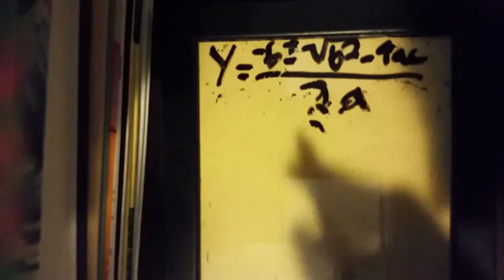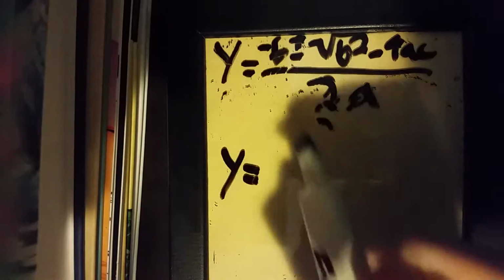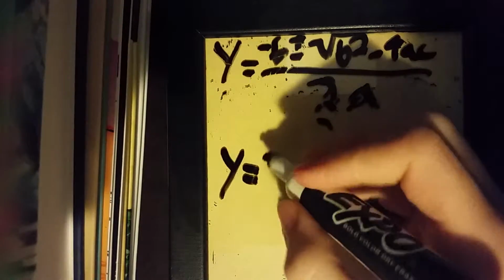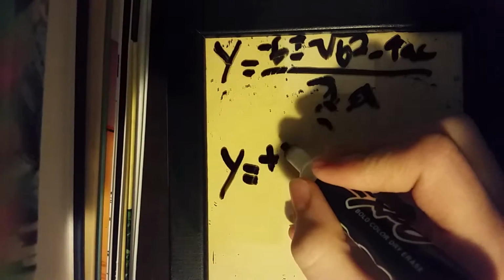So let me erase this. I don't have a lot of room. Okay. So let's pretend I have that down. Then you would plug it in for B, A, C. I'm just going to show you what it would look like if I plugged it in. Since we're using negative 6 and this is a negative number, the negatives would make it positive instead.